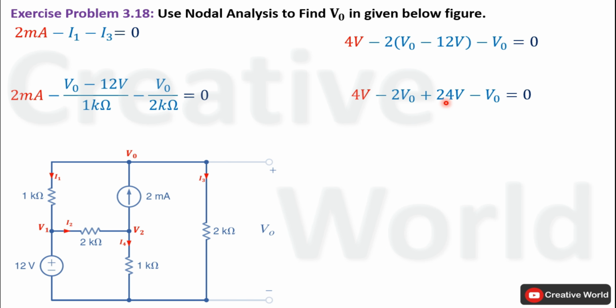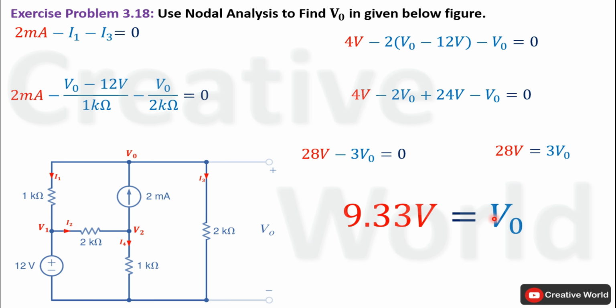Now add 24 volt and 4 volt together, and the sum of minus 2 V0 and minus V0 will become minus 3 V0. Place minus 3 V0 on the other side of the equal sign to make it positive and separate it from the constant value. The equation will become 28 volt equal to 3 V0. Now in order to find the value of V0, divide both sides by 3. So the value of V0 will become 9.33 volt.